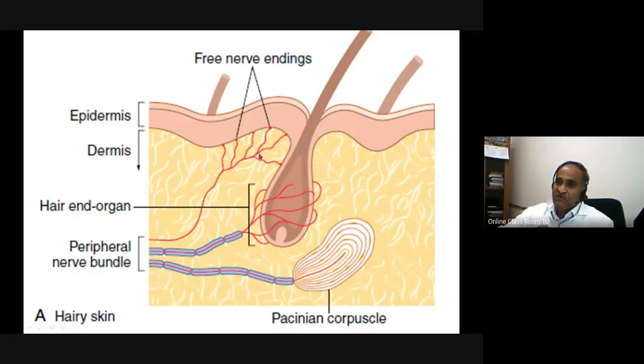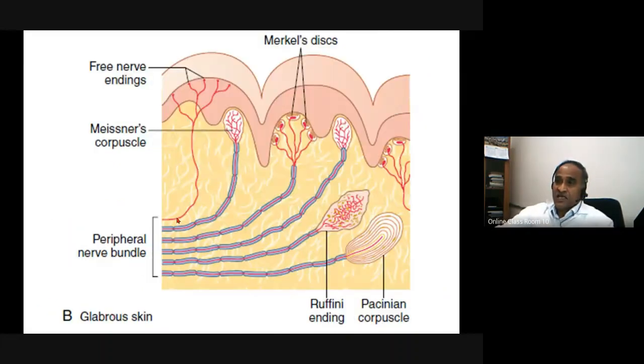These are one type of touch receptors. They are mostly seen in hairy skin. These types of receptors are in the glabrous skin, that means non-hairy, especially the sole and the palm. In these, you see there is one free nerve ending. Then you have these Meissner corpuscles. The Meissner corpuscles, subdermis. This is the dermis, epidermis. This is the epidermis, and this is the dermis, and below the dermis level.